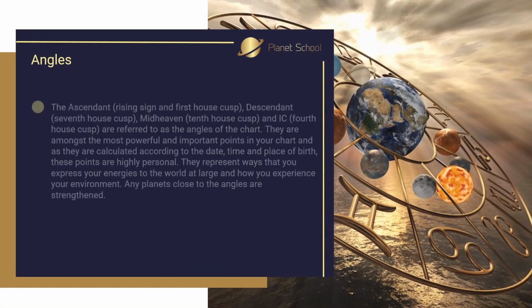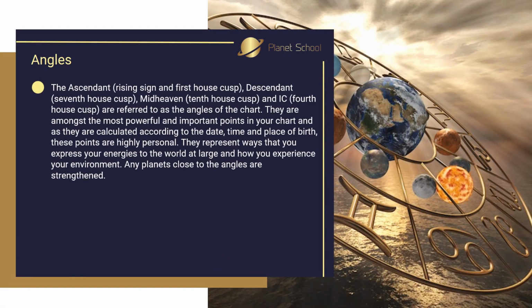Angles. The ascendant (rising sign and 1st house cusp), descendant (7th house cusp), midheaven (10th house cusp), and IC (4th house cusp) are referred to as the angles of the chart. They are amongst the most powerful and important points in your chart, and as they are calculated according to the date, time and place of birth, these points are highly personal. They represent ways that you express your energies to the world at large and how you experience your environment. Any planets close to the angles are strengthened.